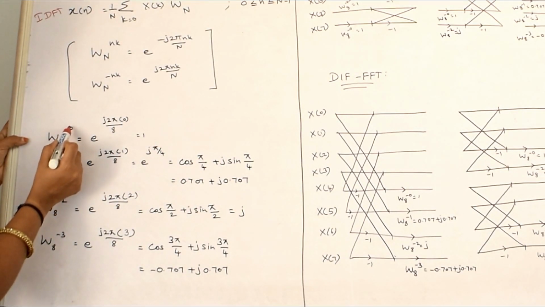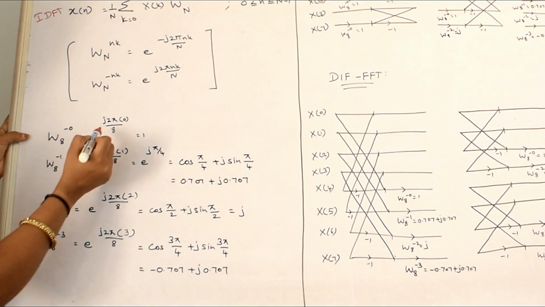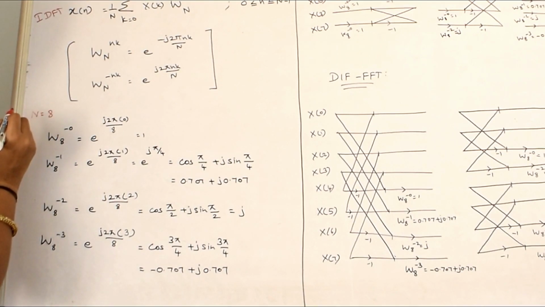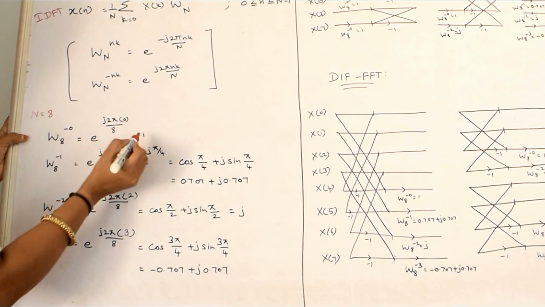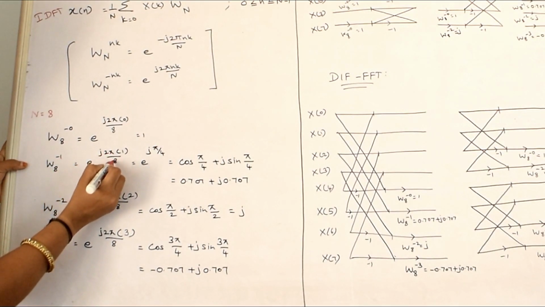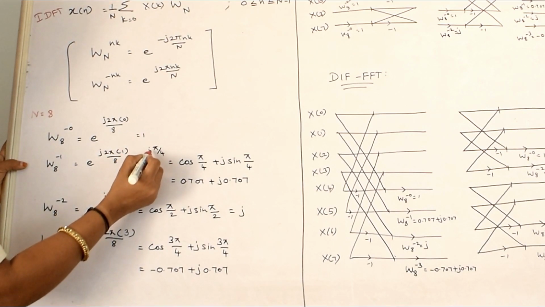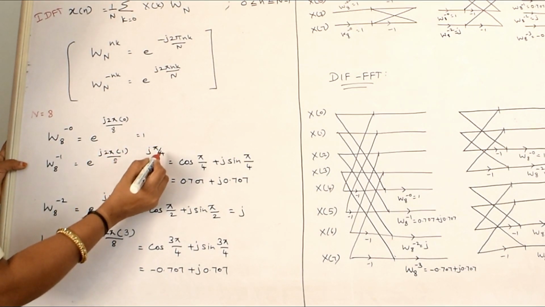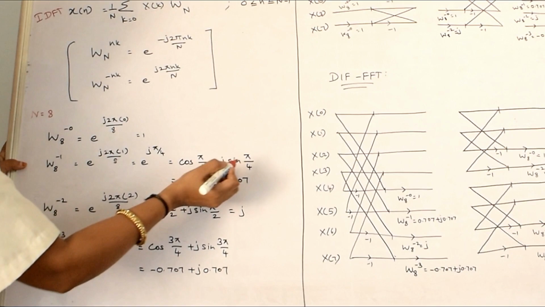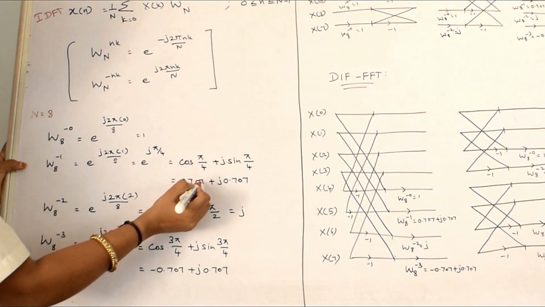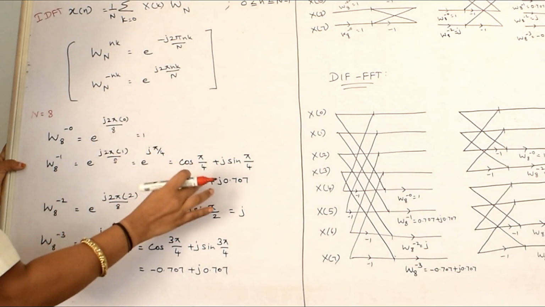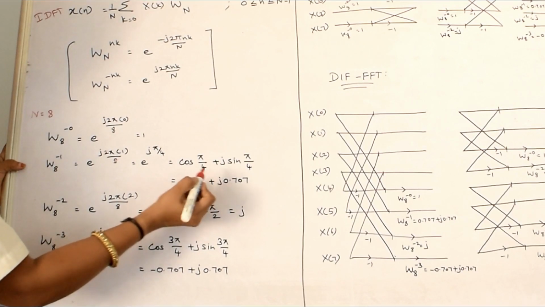W8 power minus 0. Here W8 power minus k is nothing but e power j 2 pi k divided by N. Here I am considering N as an 8-point DFT and substituting 0, so e power 0 is 1. And W8 power minus 1 is e power j 2 pi divided by 8 into 1. If you simplify you will get pi by 4. So e power j pi by 4 is cos pi by 4 plus j sin pi by 4. The value of cos pi by 4 is 0.707 plus j sin pi by 4 is 0.707. Whereas in DFT using FFT we will have a minus sign here.